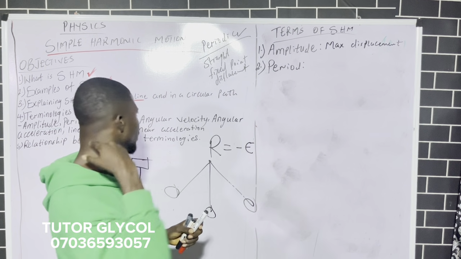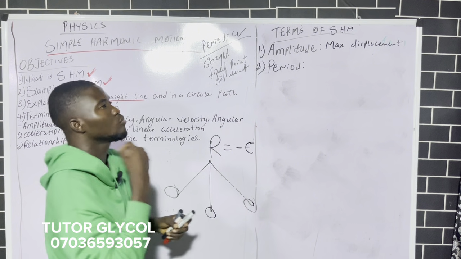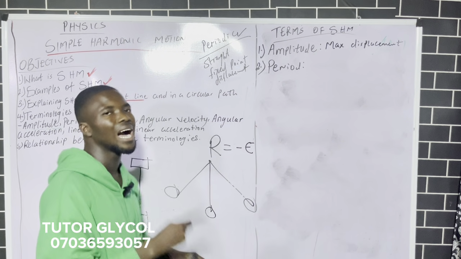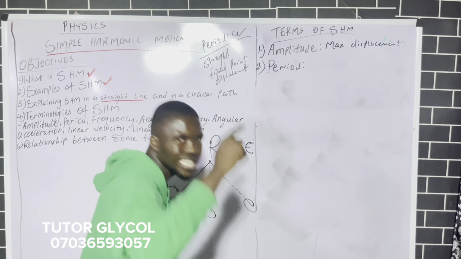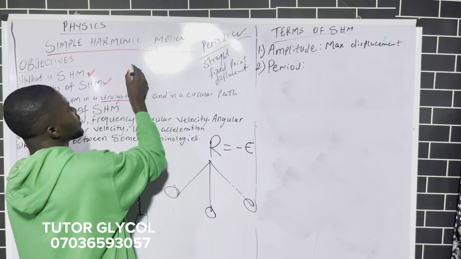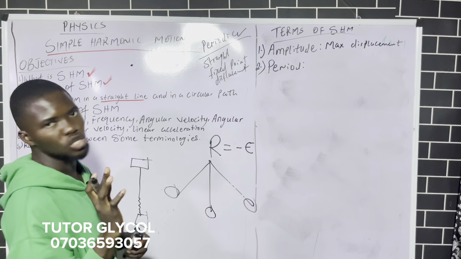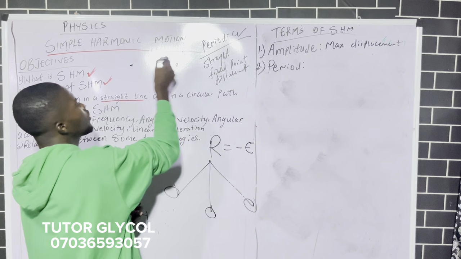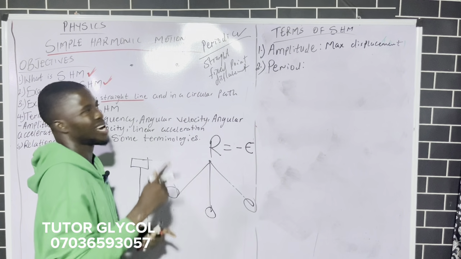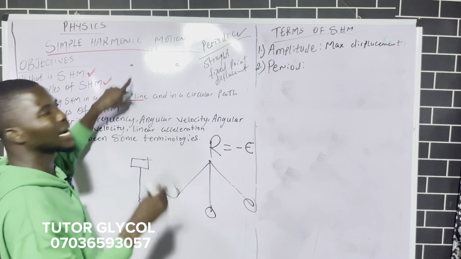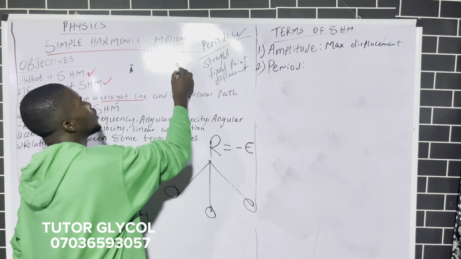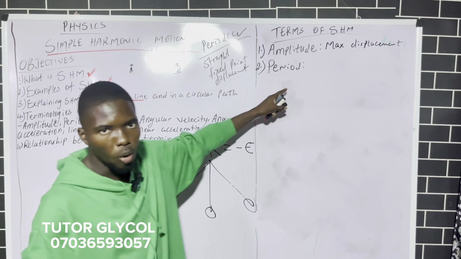Remember we're talking about simple harmonic motion. We call it periodic because it undergoes a cycle. If it moves from here to here, it is not periodic yet. But if it moves from here to here and back to here, it has undergone one cycle. So the time taken for the object to move from point A to point B and back to point A is what we call period.